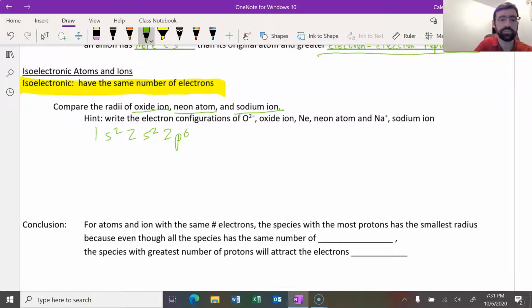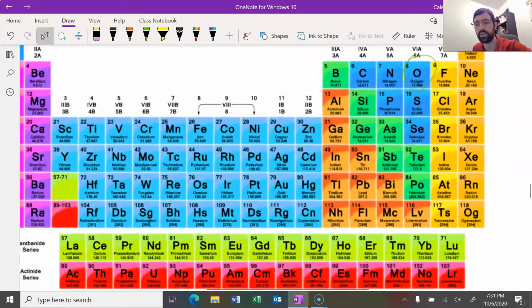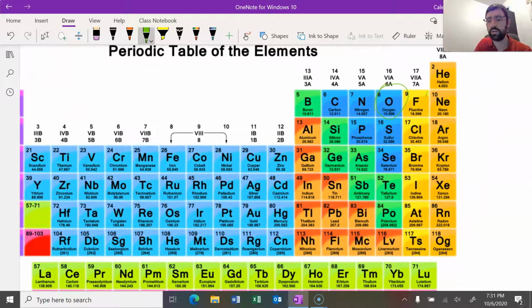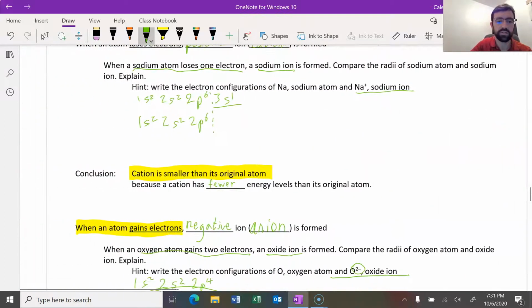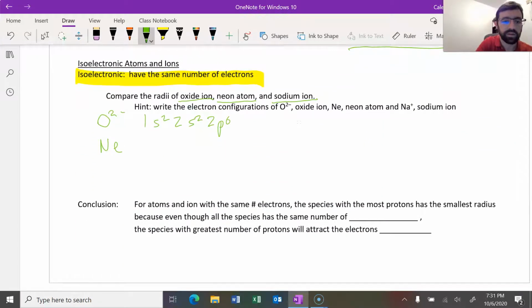Okay, that's oxide. Now I'm going to write neon. Okay, neon's over here. It's ending in 2p6. 1s2, 2s2, 2p6. Oh, wait, that's the same thing. 1s2, 2s2, 2p6.